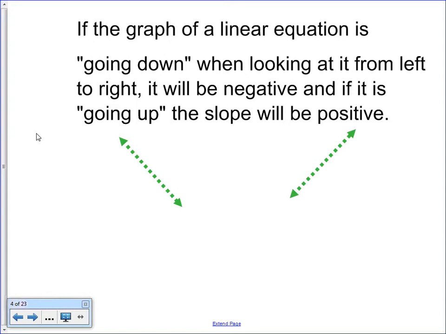I think I kind of said this earlier. If the graph of a linear equation is going down, looking at it from left to right, as in this case, it will be negative. My slope will be negative. So this linear graph has a negative slope. If it is going up as I'm going left to right, as the right graph is, that's going to have a positive slope. So think about if you're going left to right, am I going downhill? Am I going uphill? That'll give me a negative slope or a positive slope.